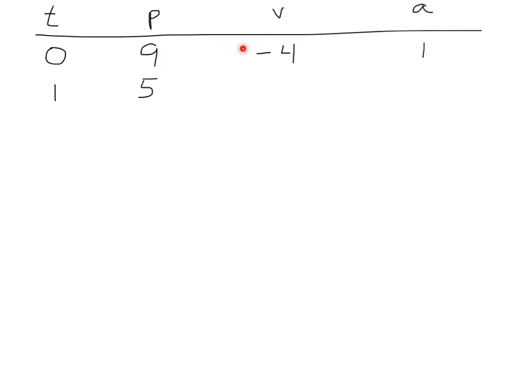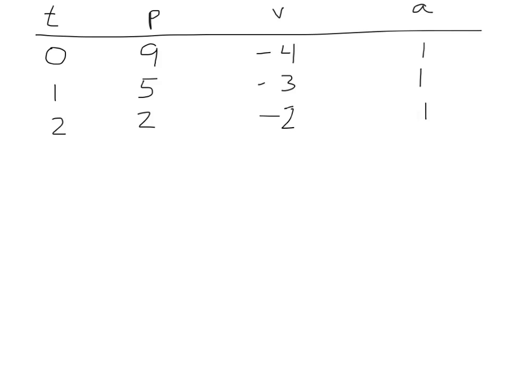Now similarly, my velocity will have changed. If my acceleration was 1, it means my velocity changes by 1. My velocity is now -3. And my acceleration was constant, so my acceleration is still 1. Now what about at time 2? Again, my position will have changed by -3. Again, this isn't strictly speaking correct, but I'm getting us to look at something. So my position is now 2, that's 3 less. Because my acceleration is 1, my velocity will change to -2, and the acceleration will still be 1.